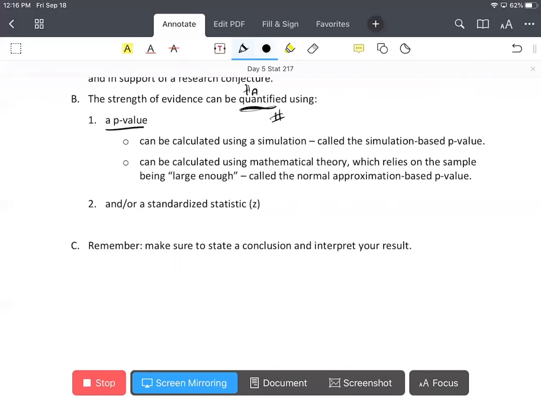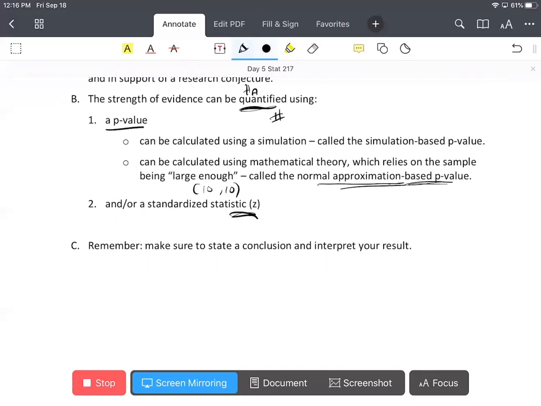It also can be calculated using mathematical theory, which relies on the sample size being large enough. Remember the 10-10. 10 successes, 10 failures at least. And that's called the normal approximation based value for your p-value. And or you can use a standardized statistic. Should your p-value and your standardized statistic help you to draw the same conclusion? Yes, it should. If they don't agree, you may have made a calculation error. So that's always a good way to check yourself.